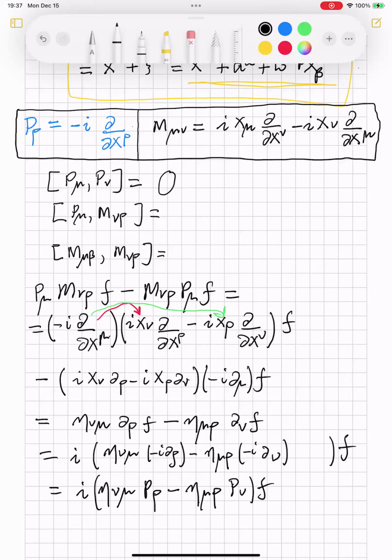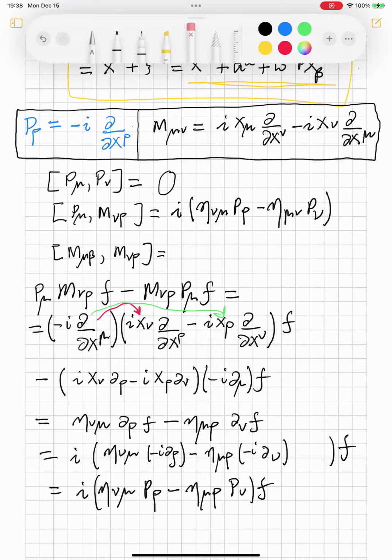So this is the answer for this commutator. I can now drop F's on the two sides, and what I've got is i eta nu mu p rho minus eta mu rho p nu. Good. Okay, so this was the only commutator that I wanted to calculate with you.